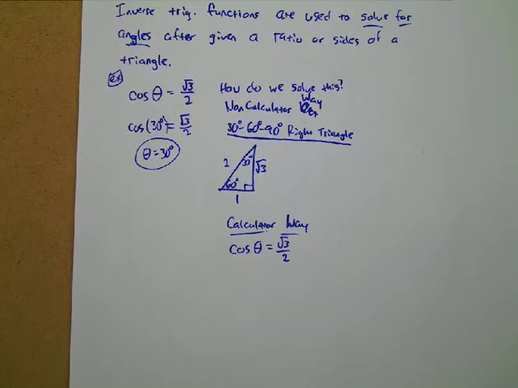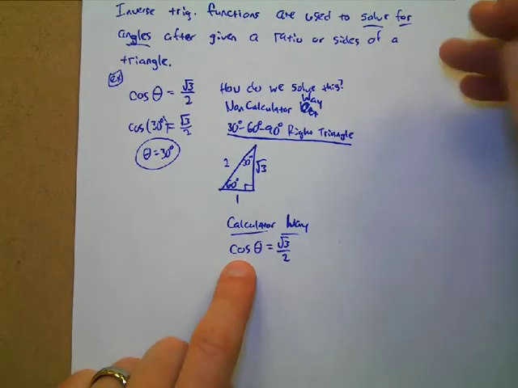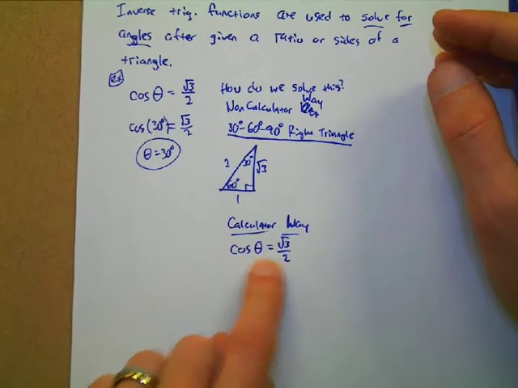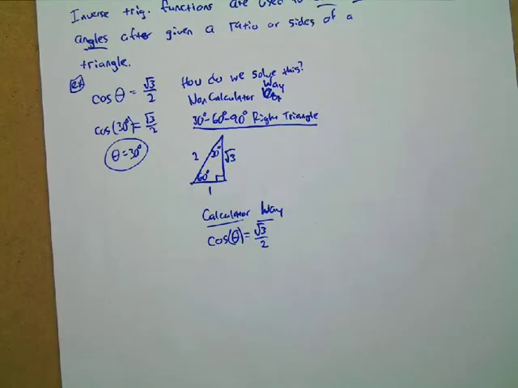Cosine, okay? How do we get rid of cosine? What cancels out cosine? Well, I can't divide both sides by cosine. This is not cosine times theta, it's cosine of theta. This is like back when we had natural logs or logarithms in general. We couldn't just divide both sides by a log. We had to eliminate the logarithm. We needed something that cancels it out.